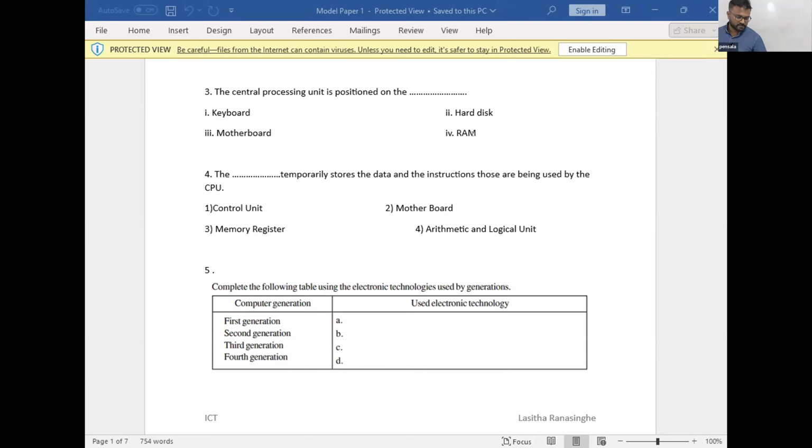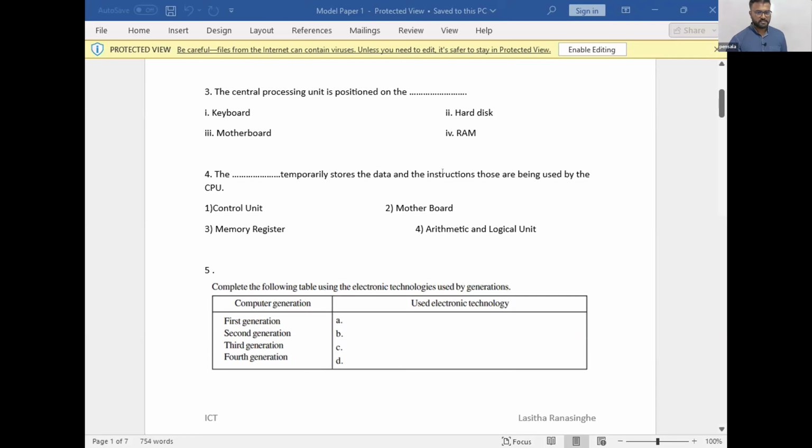I put these questions in the paper in a way that covers most of the things we can discuss about the CPU. So if we take CPU, we can identify there are three major parts. First one is CU, the other one is ALU, and the last one is memory register. So you should remember the responsibility of each of those parts, right? What they are doing.